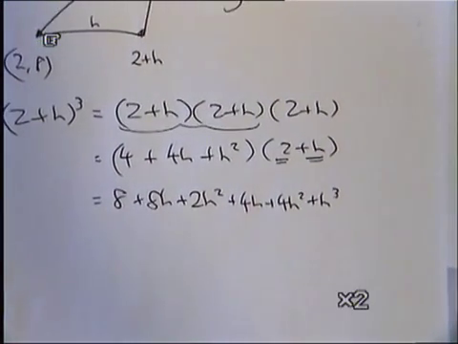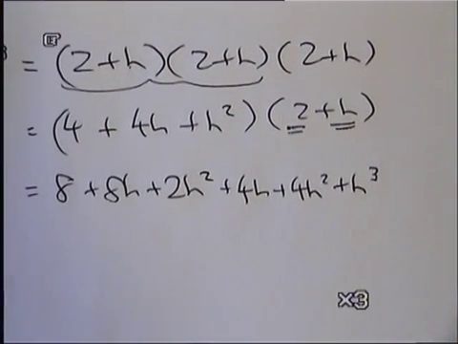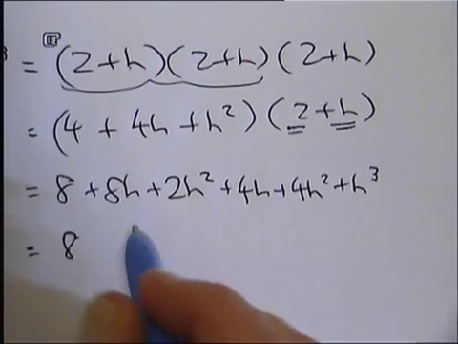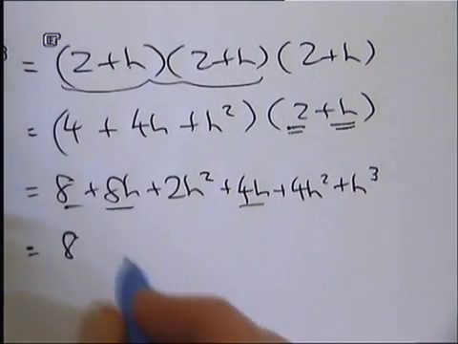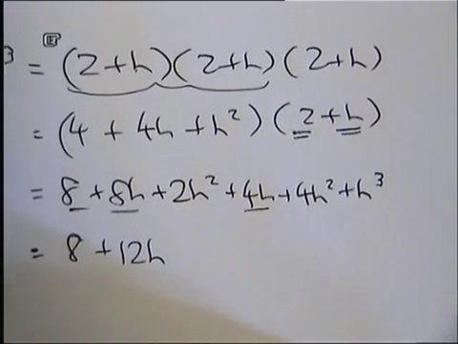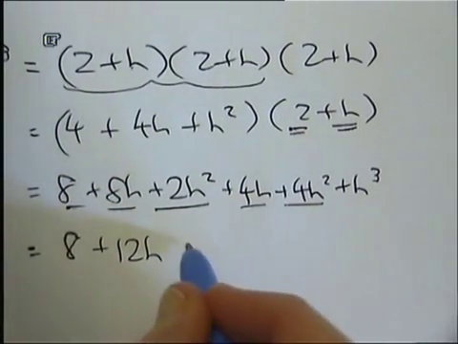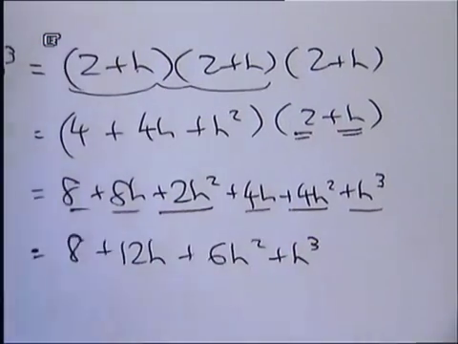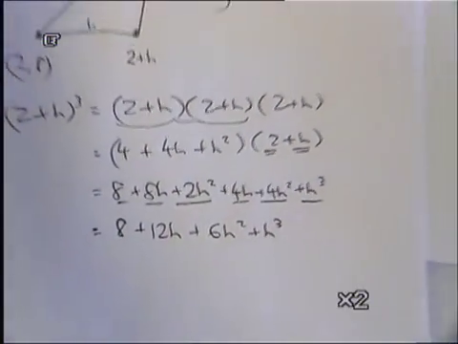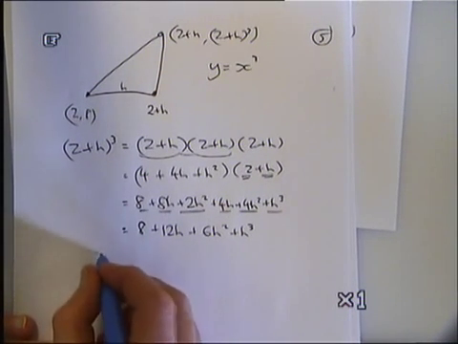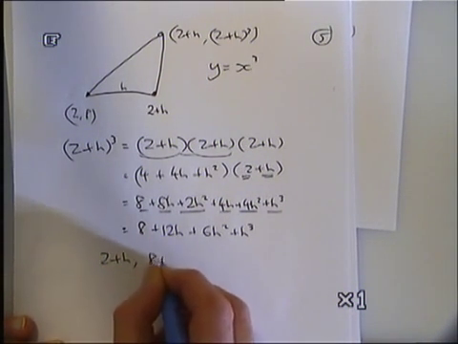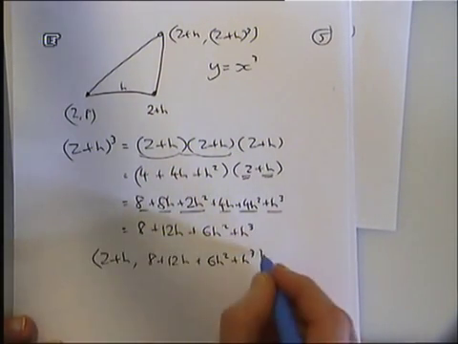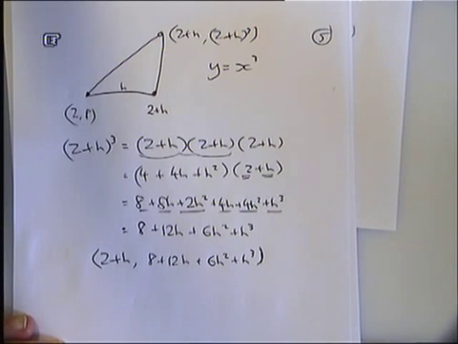Then what I want to do is to simplify that by gathering my similar bits together. Bits with no h's in at all, it's just that 8. Bits with an h in, 8h and 4h is 12h. H squared bits, there are 2 there and 4 there, which is 6h squared. And I've still got the h cubed. That means the coordinate at the top here of this triangle on the curve is going to be 2 plus h and 8 plus 12h plus 6h squared plus h cubed. That will be the coordinate at the top.